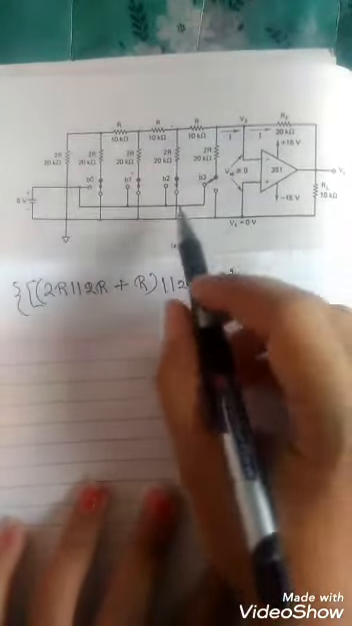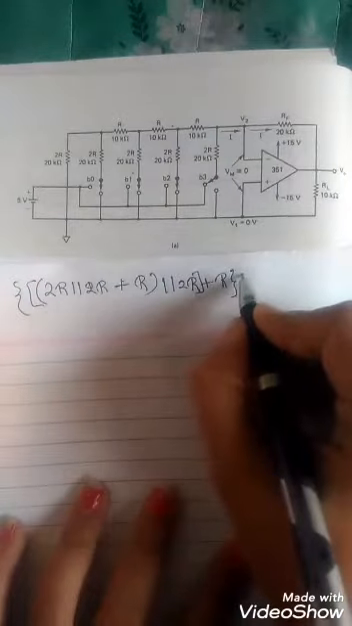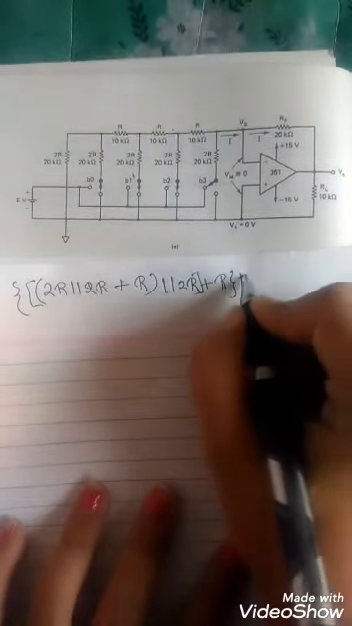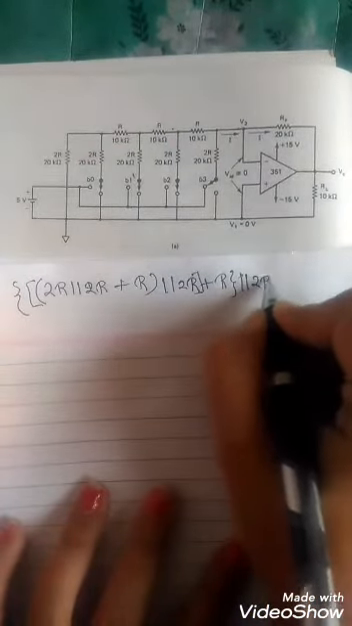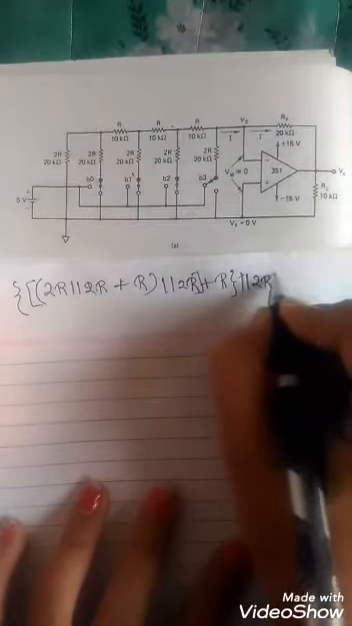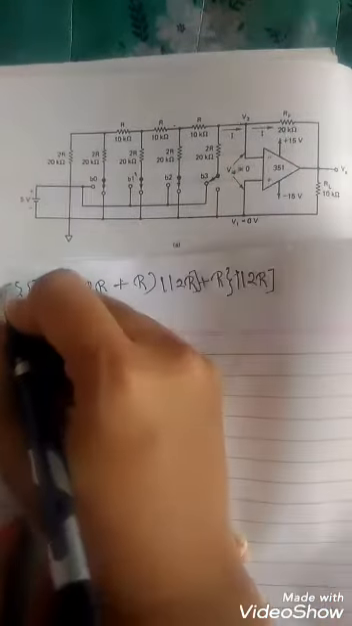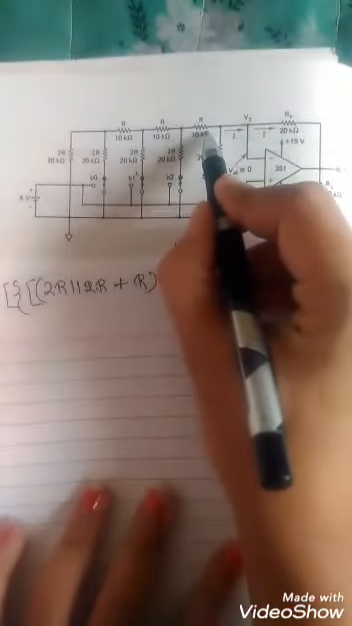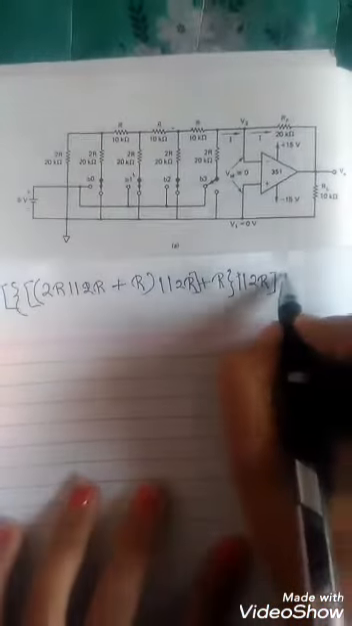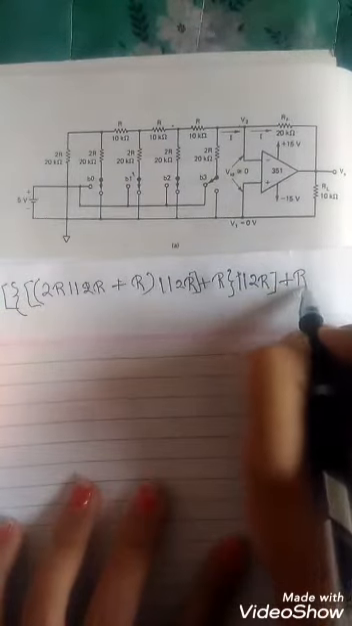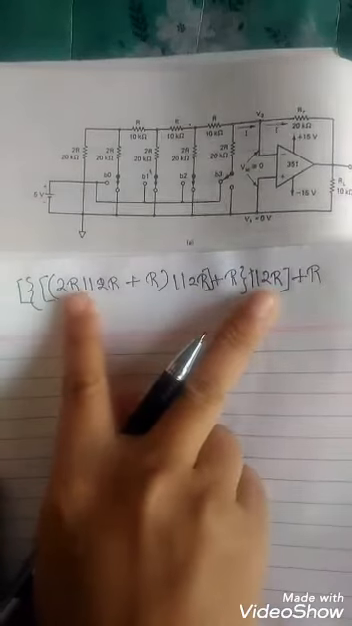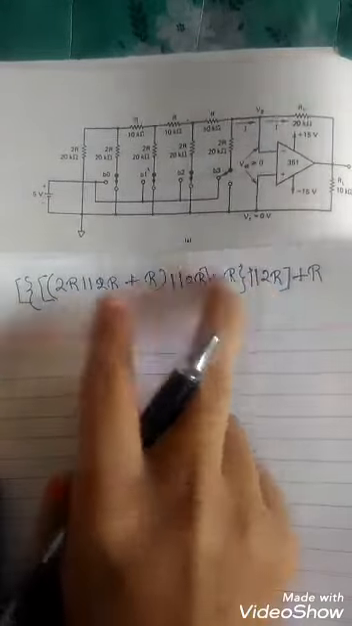Then this whole part is again parallel with one more 2R. Write this as the whole part parallel with 2R. Then one more completes. This whole part is again in series with this R, so plus R. This is the equivalent Thevenin resistance. It is what we did.